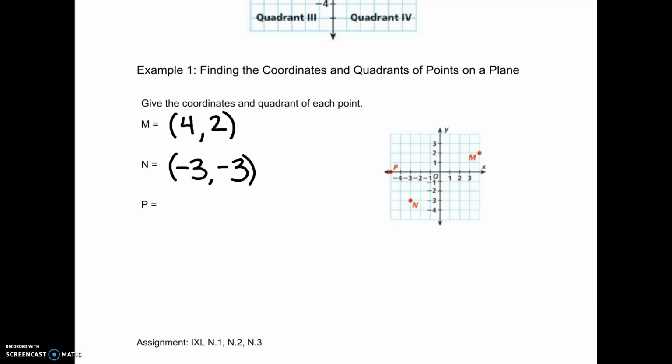The last one, P. I need to see if I'm going left or right. So I'm going left. I'm going left 1, 2, 3, 4, 5. So it's a negative 5. And then I'm going to go up or down how much? So I don't go up or down any, so it's a 0. So our point is negative 5, 0. And again, this should be review. We've gone over this. We went over it last year. Went over it in 6th grade.